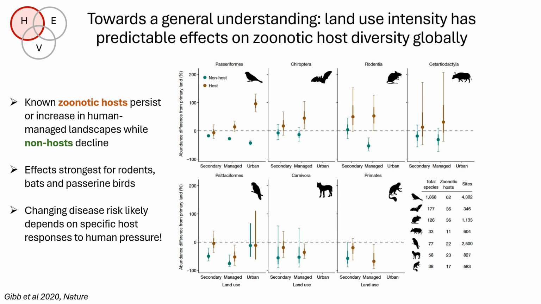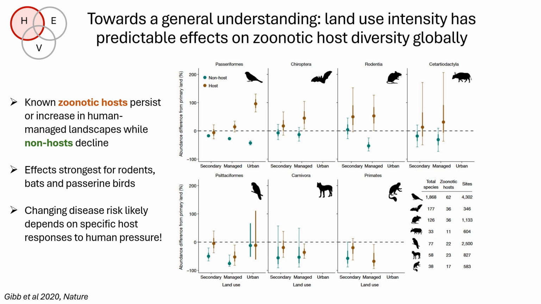where we looked at a really large database of ecological communities worldwide, and we were able to show that across many different species groups, known zoonotic hosts, which are shown here in brown, tend to either persist or increase in human-managed landscapes. Their populations tend to persist or increase in human-managed landscapes compared to primary vegetation, which is represented here as a dotted line. Whereas non-host species within the same orders tend to decline. And we see these filtering effects most strongly for rodents, bats, and passerine birds. Whereas we don't see such clear differences among carnivores or primates, for example.